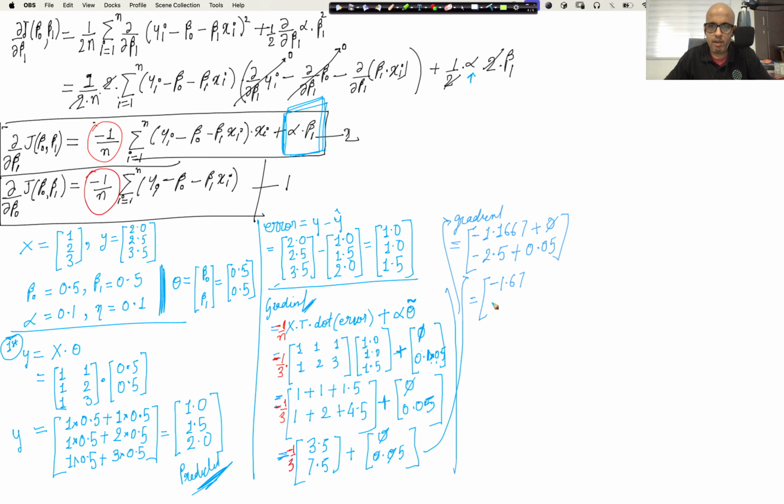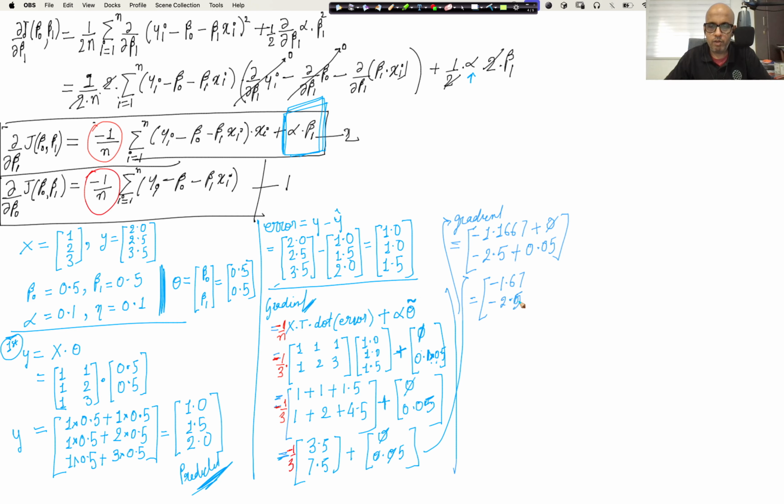and so our final gradients that we get is minus 1.67 and minus 2.505. So to keep things simple, I'm just going to say 2.51. We'll just round that off.